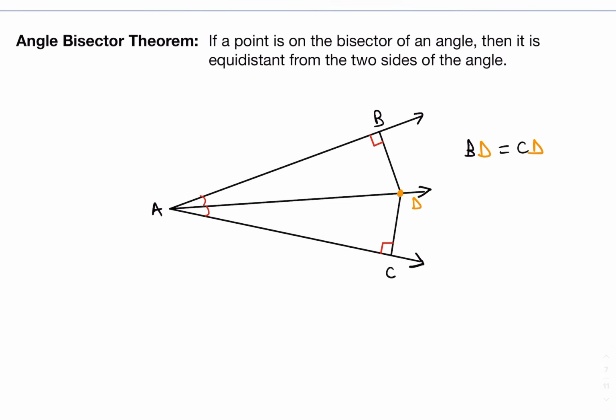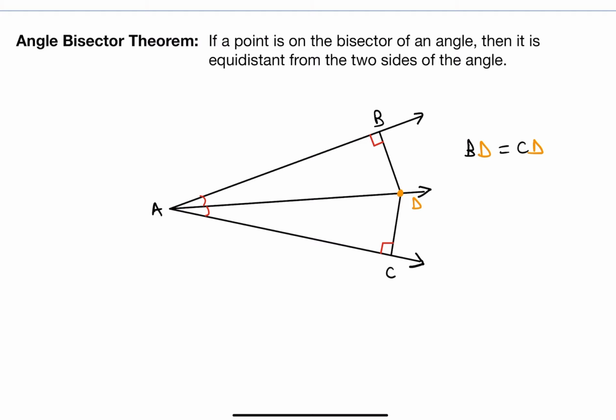This is the angle bisector theorem, and it states that if a point is on the bisector of an angle, then it is equidistant from the two sides of the angle. Okay, so what is this saying? So basically, we have this line AD, and this is a bisector of angle BAC. So in other words, AD cuts this angle exactly in half, and here's the notation, right? This angle is equal to that angle, so that's a bisector.